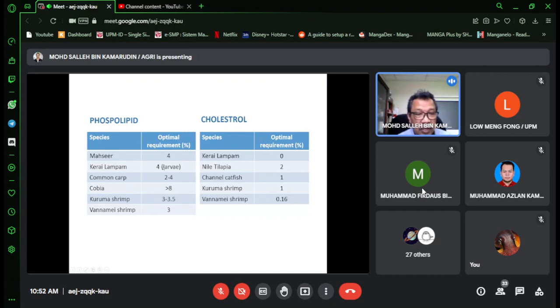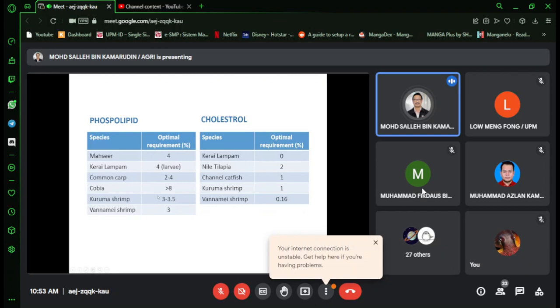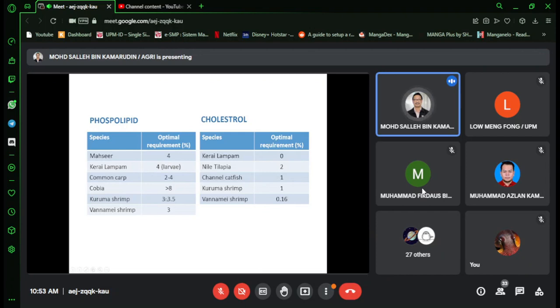And then we have for Cryolampam, the optimal phospholipid we did recently. One of my PhD students found is about 4. Kita pun buat untuk now one of my students is doing PhD to study the phospholipid requirement of lambam sungai. It's about 4 to 6. So it's not finalized lagi dia punya data. Right, and then we have common carp is about 2 to 4. This is the optimal requirement.